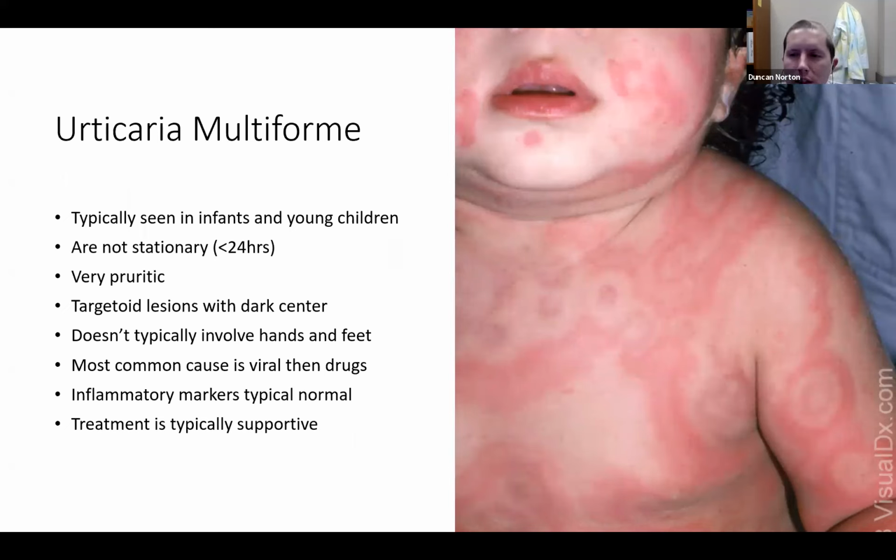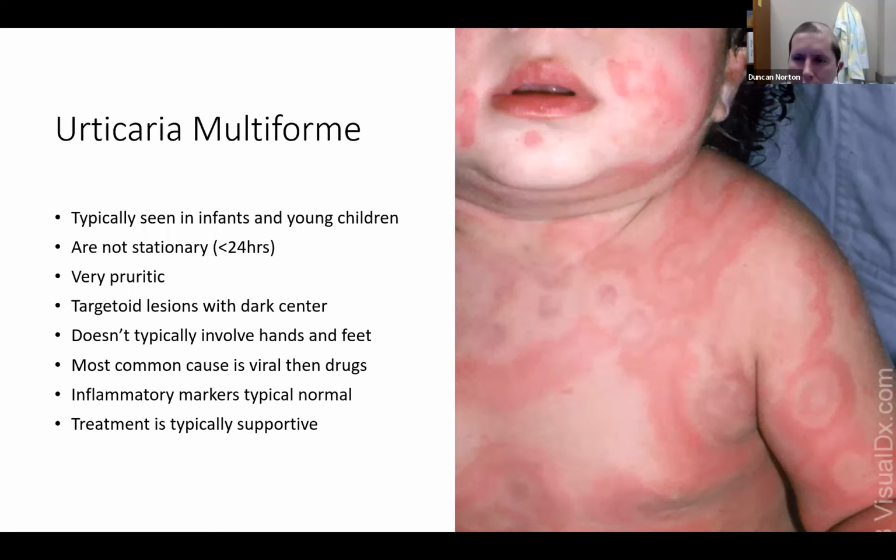They typically have a very dark center, but these are going to move all over the body. So one of the questions I tend to ask parents is, hey, have you noticed that they've been moving? Or are they typically in the same spot? They don't typically involve the hands and feet, which is a key thing. The most common cause of these is viral infection. It doesn't matter what type of virus, any of them can do it. Then it's more of a reaction to drugs. And if that's the case, you stop the offending agent.